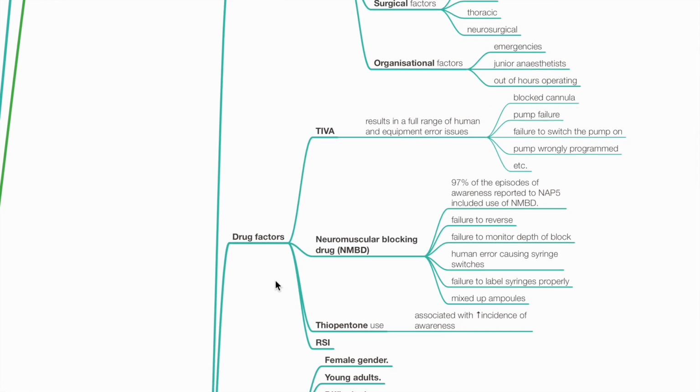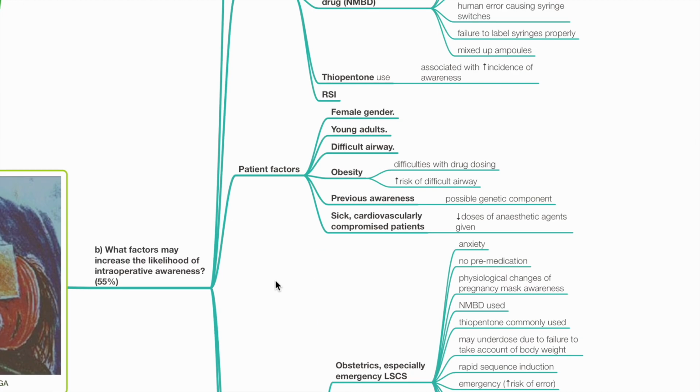Drug factors. TIVA results in a full range of human or equipment error issues such as blocked cannula, pump failure, failure to switch the pump on, pump wrongly programmed, etc. Use of neuromuscular blockers: 97% of episodes of awareness reported to NAP5 included use of neuromuscular blockers. Causes include failure to reverse, failure to monitor depth of block, human error causing syringe switches, failure to label syringes properly, and mixed up ampules. Thiopental use is associated with increased incidence of awareness. RSI is also associated with AAGA.